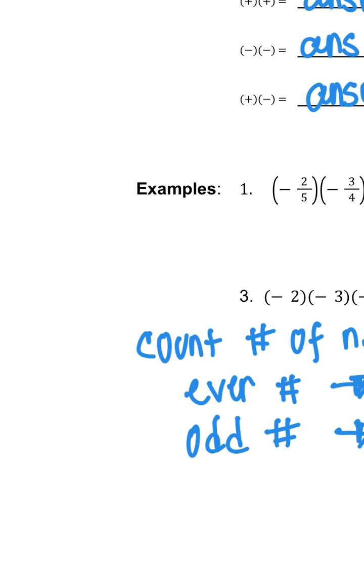So right here, how many negatives do we have? In number 3, how many negatives? We have 3. Therefore, we know our answer will be positive or negative. Positive. Well, 3 is an odd number, so yes, it will be negative. Now we could go 2 times 3 times 5 is what? 30. Yes, 30. 2 times 3 is 6. 6 times 5 is 30.